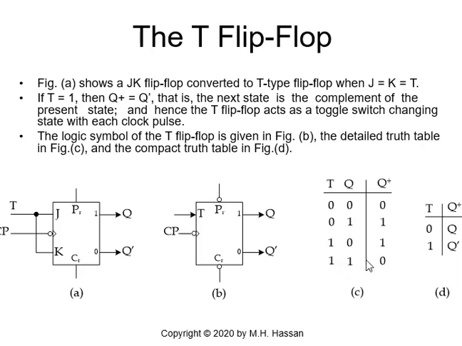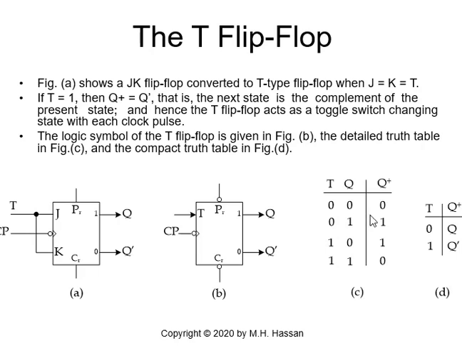This really came from the JK flip-flop, because the characteristic equation of the JK flip-flop is Q plus equals J Q prime or K prime Q. Now, replace this when T equals J equals K. In the characteristic equation, Q plus will be equal to T Q prime or T prime Q. This is the characteristic equation of the T flip-flop. So Q plus is T Q prime or T prime Q, and this means T exclusive or Q.